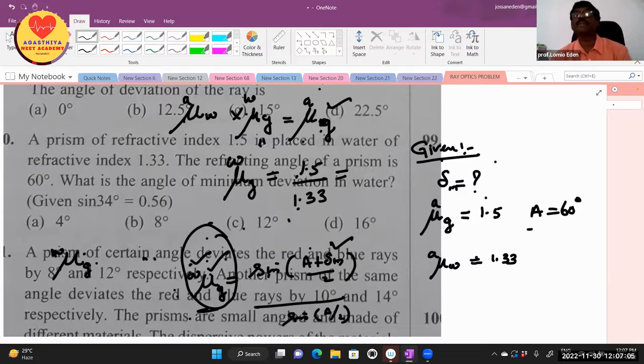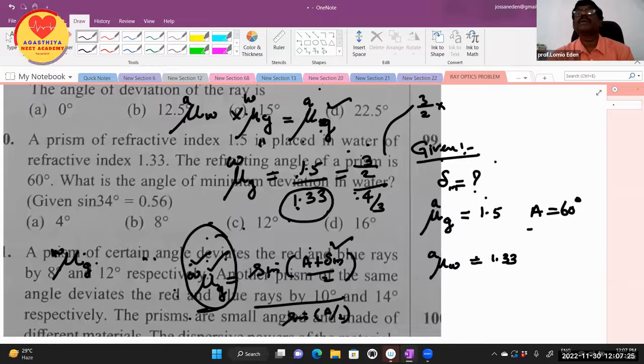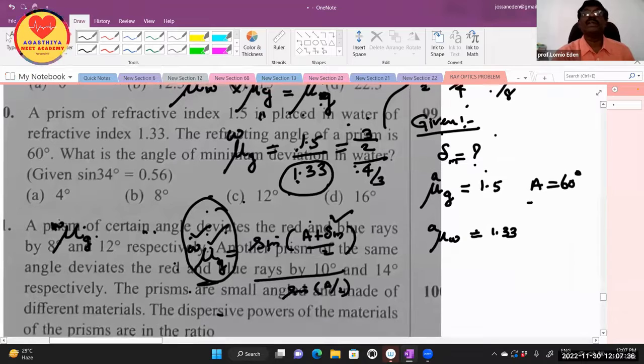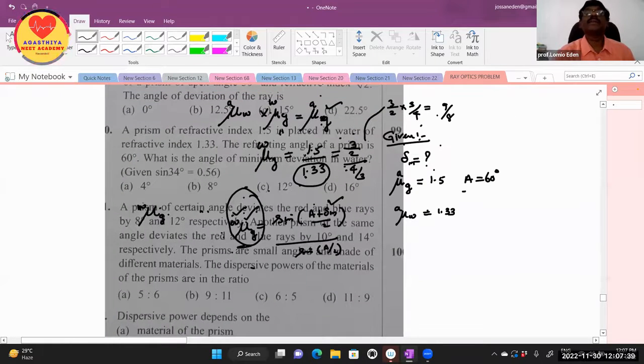To simplify this, we can use this concept. 1.5 means 3 by 2, and 1.33 approximately 4 by 3. So 3 by 2 into 3 by 4, that means 9 by 8. Now, if you apply this here, this value is 9 by 8.